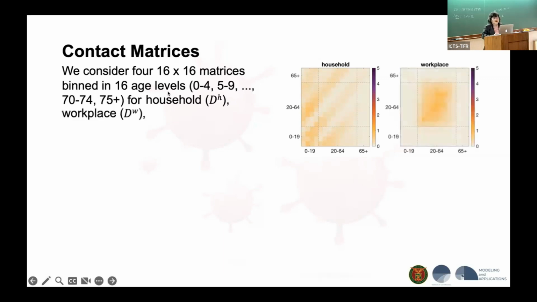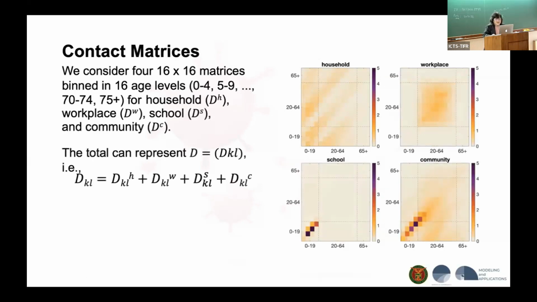For the household, D_H, workplace, D_W, school, D_S, and community, D_C. On the left side, you can see the matrices, D_H up here, and then this is D_W, and this is D_S and D_C. The entries can be obtained from the paper by Prem et al. entitled Projecting Contact Matrices in 177 Geographical Regions: an update in comparison with empirical data for the COVID-19 era, published in 2021. The sum of these four matrices is equal to the matrix capital D.